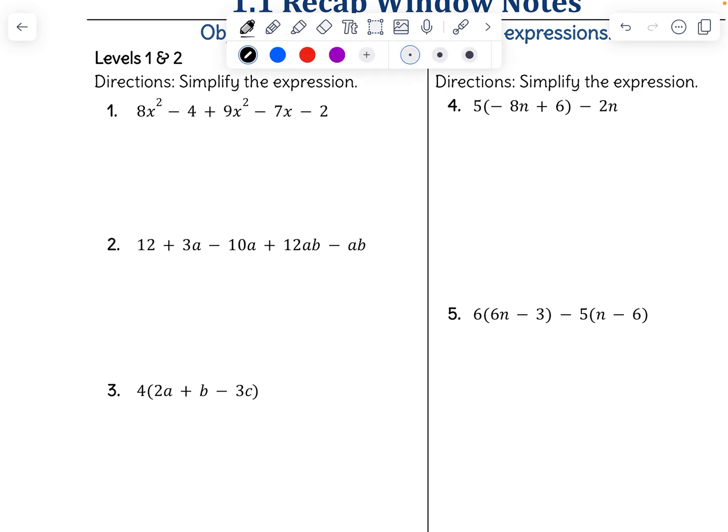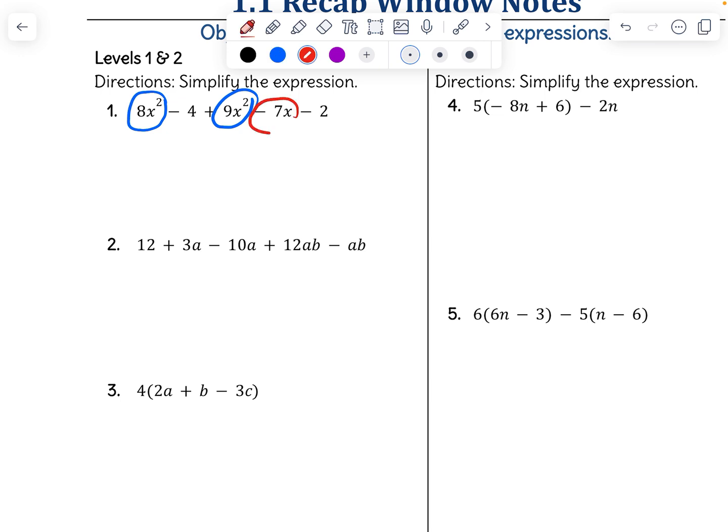So number 1, we are going to need to combine like terms. And remember, like terms are either variables with the same variable raised to the same exponent or constants. And remember, you cannot combine constants with variables. So here we have 8x squared, which means I'm going to look for any other terms that have the x squared. And I have one right here, 9x squared. It doesn't matter that one coefficient is 8 and one coefficient is 9. All that needs to match is the x squared.